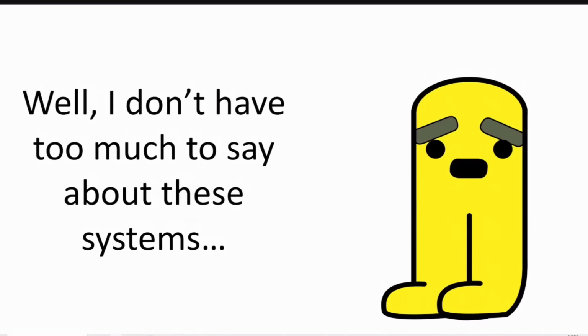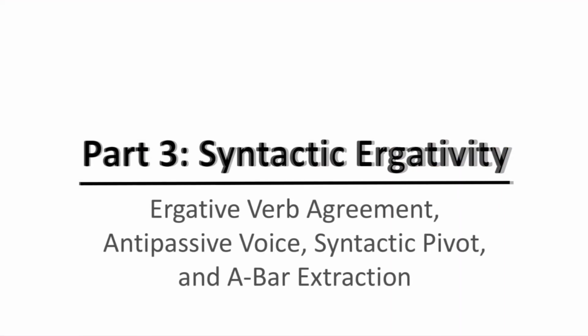In your conlang, try to roughly follow Sorace's split intransitivity hierarchy and think of which categories of verbs will have a patient-like subject or an agent-like subject. And remember that there will always be little exceptions here and there within a given language. I will link some further reading down in the description for more information on how these systems work in real-world languages. In Part 3, we will be discussing syntactic ergativity, ergative verb agreement, the antipassive voice, syntactic pivot, and A-bar extraction.